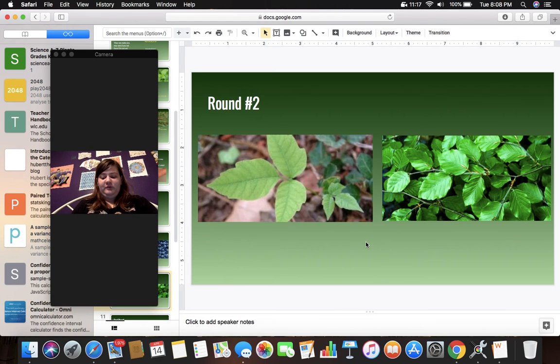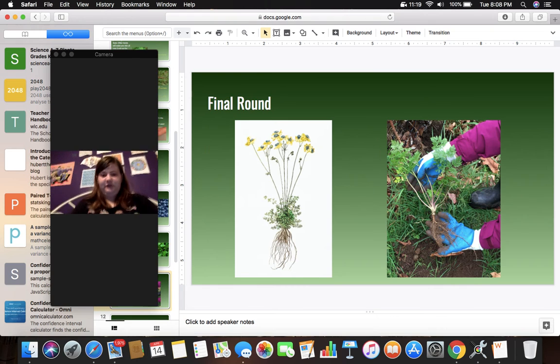Alright, we're going to do one more round. Here we go. And these are the roots of plants, so. Alright, now this one might be a little tricky too.